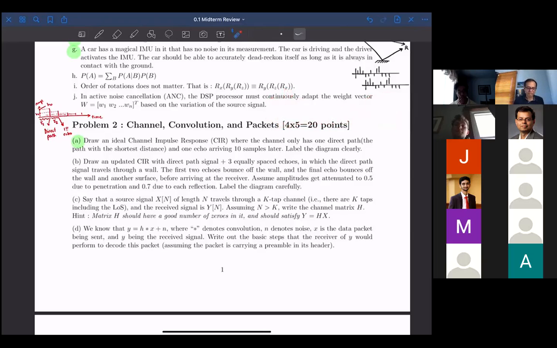Okay. And now the second question, kind of to get you warmed up, is draw an updated CIR with the direct path signal plus 3 equally spaced echoes, in which the direct path signal travels through a wall. Assume amplitude gets attenuated to 0.5 due to penetration and 0.7 due to each reflection. So now the first line of sight, or the direct path, is going through a wall. So what should happen?